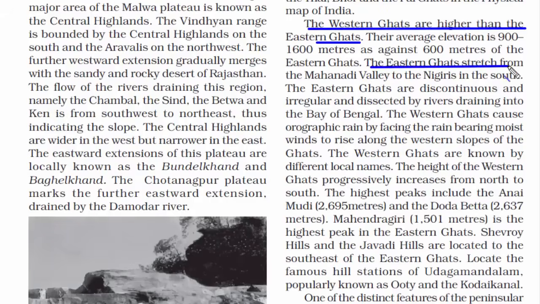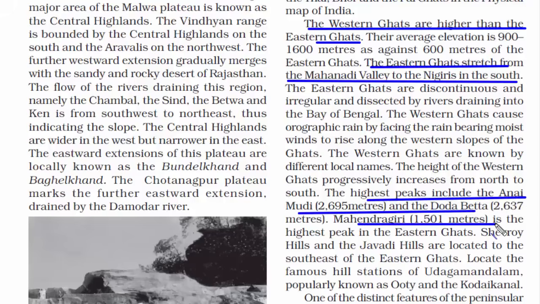The stretch of Eastern Ghat is from Mahanadi Valley from Odisha to the Nilgiris in the south. And the Western Ghat starts near the border of Gujarat and Maharashtra, where it is given the name Sahyadri, and reaches all the way till Nilgiris in Tamil Nadu. So the highest peaks include the Annaimudi and the Doda Betta. And in Eastern Ghats, the highest peak is Mahendragiri.